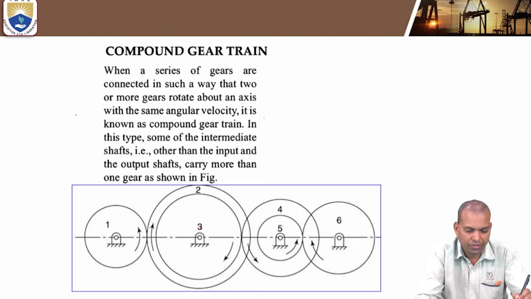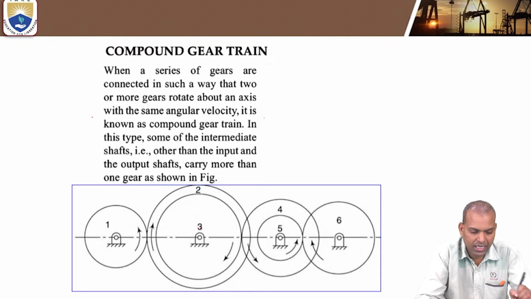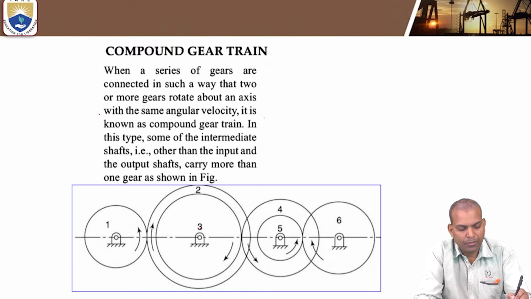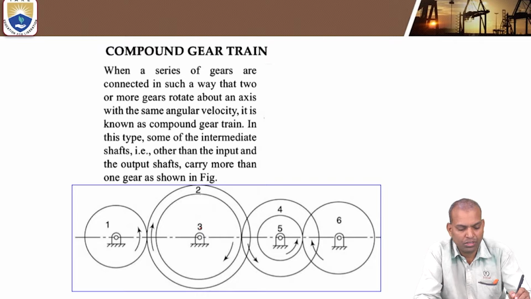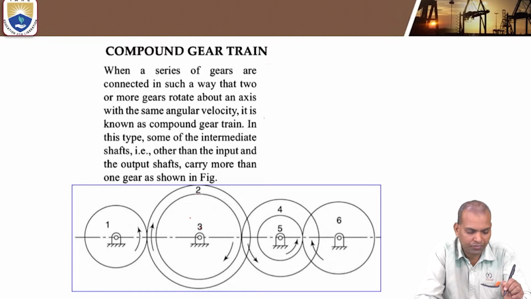Now here, what is the description of this compound gear train? When a series of gears are connected in such a way that two or more gears rotate about the axis with the same angular velocity, it is known as a compound gear train. The angular velocity of gear 2 and gear 3, the speed is the same: omega 2 or N2 equals N3. Why? Because they are fixed on the same shaft.